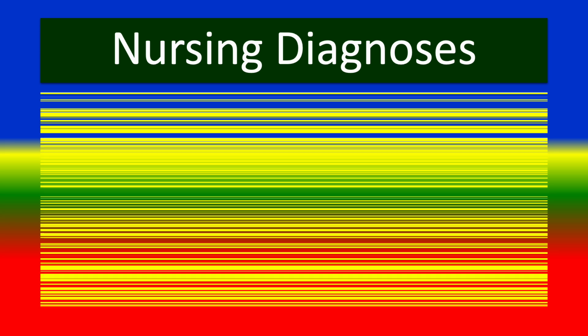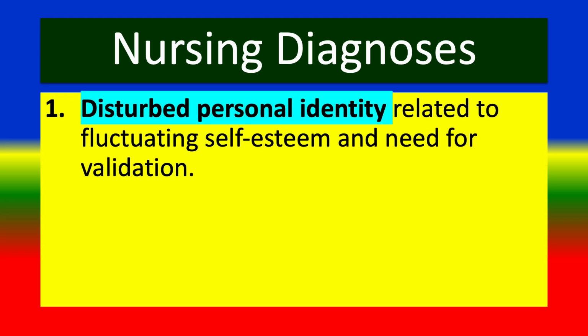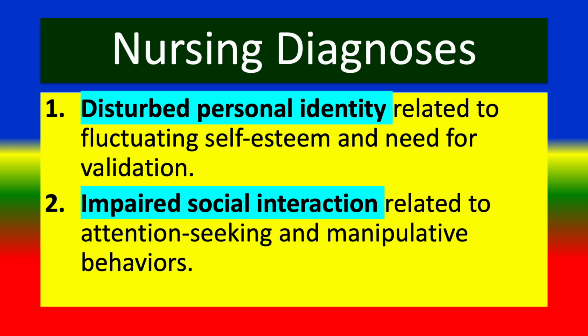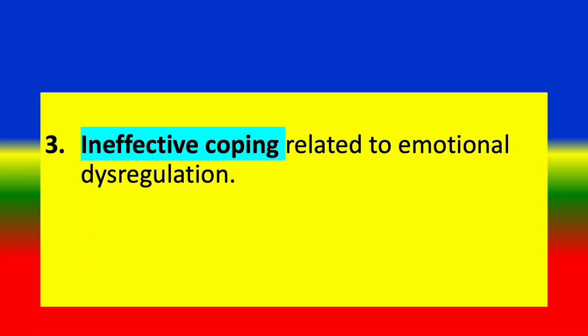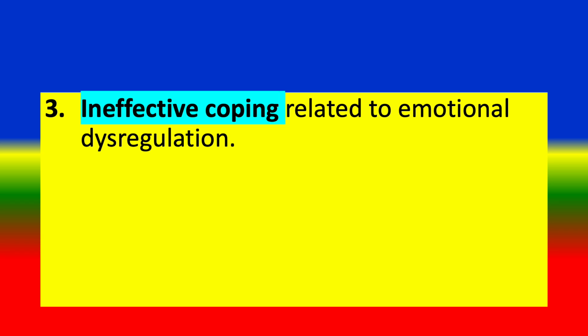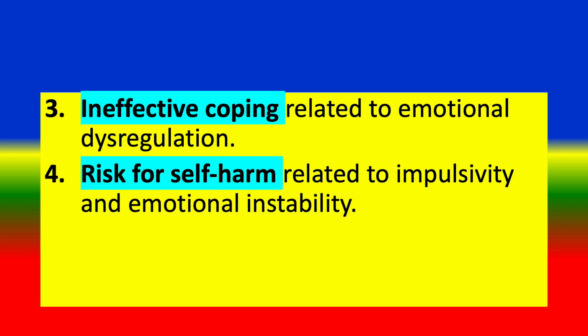Nursing diagnosis. One, disturbed personal identity related to fluctuating self-esteem and need for validation. Two, impaired social interaction related to attention-seeking and manipulative behaviors. Three, ineffective coping related to emotional dysregulation. Four, risk for self-harm related to impulsivity and emotional instability.